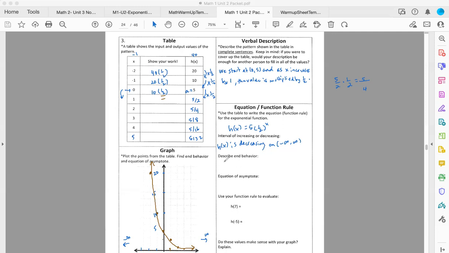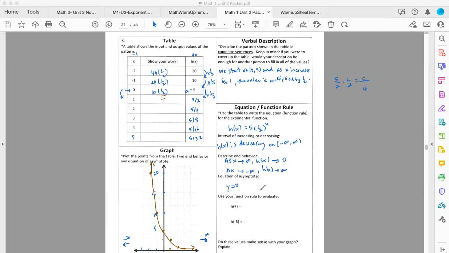Describe end behavior. End behavior tells you, and remember we talked about this format in class, as x goes to infinity, what's happening to the function, what's happening to h of x, and as x goes to -infinity, which means all the way to the left, what's happening to h of x. So if I go all the way to the right, what's happening to my graph? My graph is going close to the x-axis, which means h of x is approaching 0. And as I go all the way to the left, my graph goes all the way up, which means it approaches infinity. Equation of asymptote, again, the x-axis is the asymptote, that's y equal to 0. We talked about that in class.